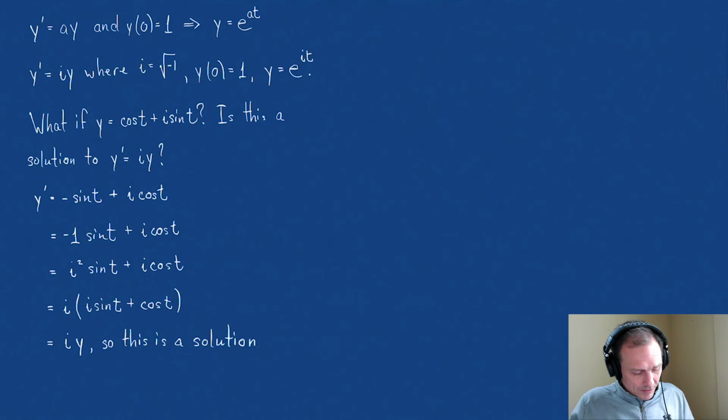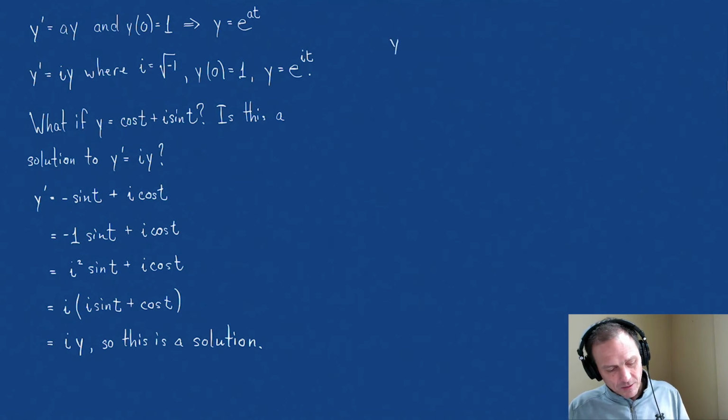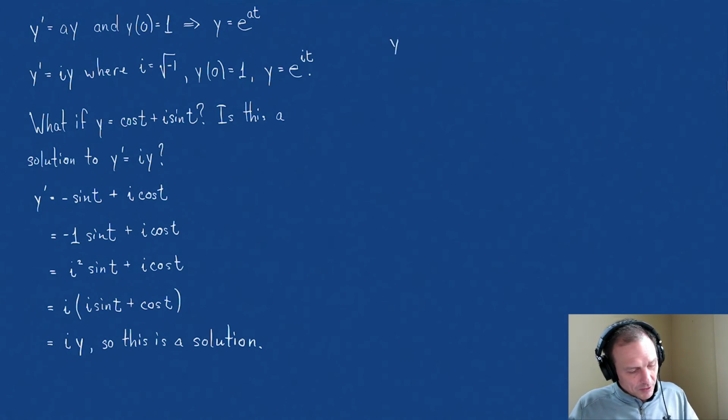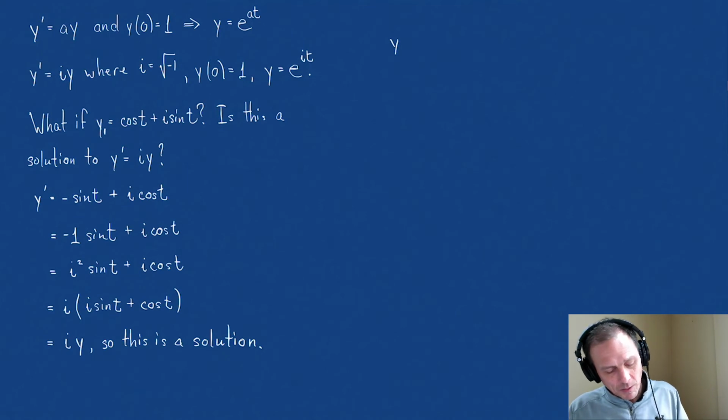So what does this mean? This means that, look, I should have called my second solution y1. So we have y is e to the it, and y1 is cosine of t plus i sine of t. Well, what we just said is that y and y1 are both solutions.